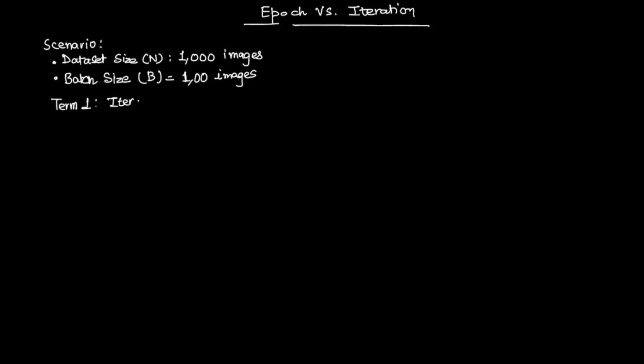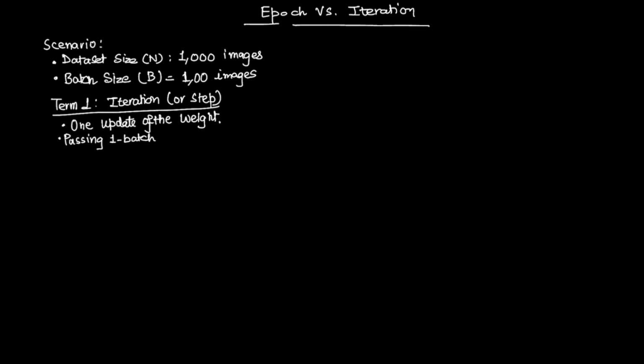So let's define the first term, iteration, or step. An iteration is one update of the weights. It corresponds to passing one batch through the network. In our example, we pull 100 images. We compute loss, we update weights.